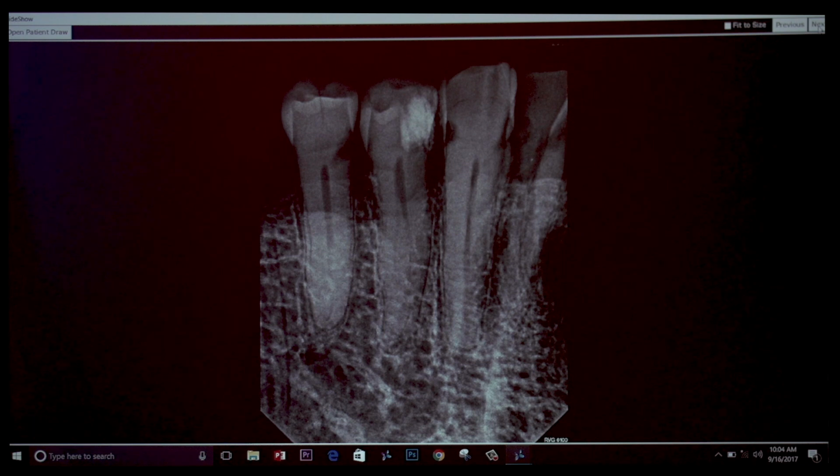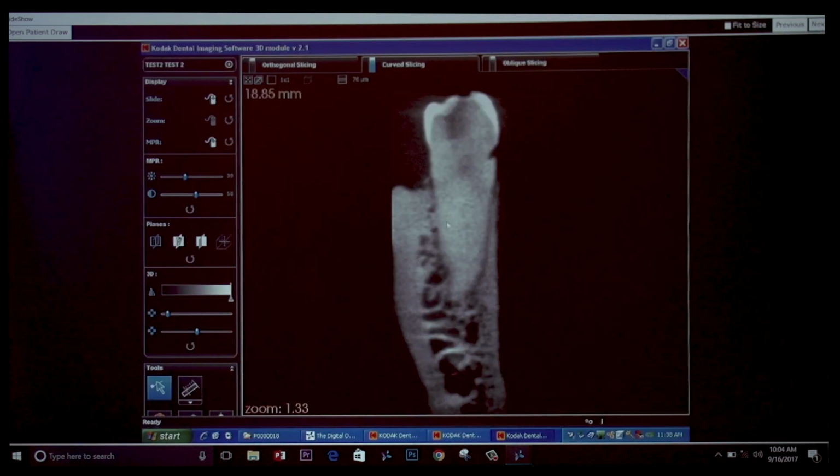You couldn't see them at all on the periapical. There's no evidence of any hole. And then we took, I can see it here. I can see it here.